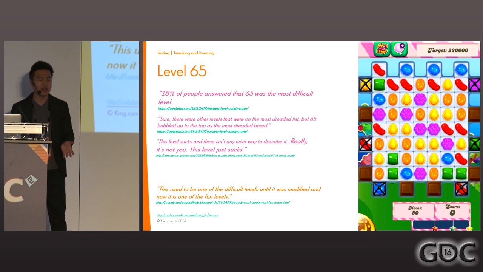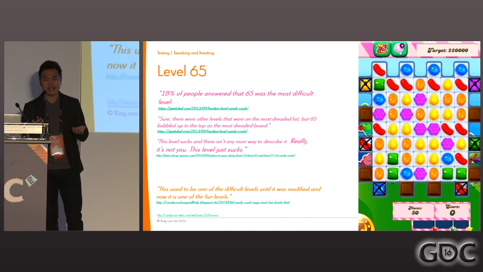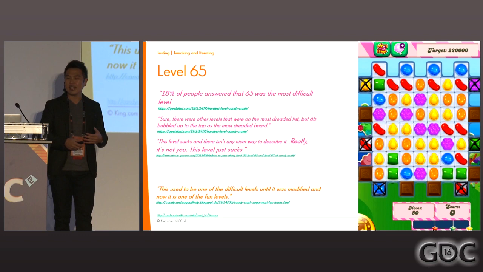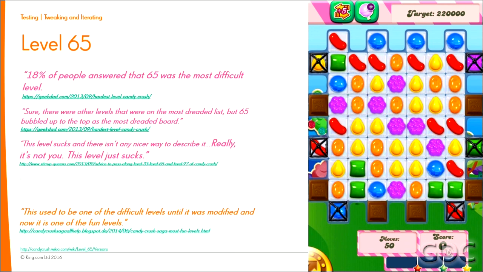My guess is that the designers were thinking, okay, since it's the last level, let's throw everything into this level. Let's make it insanely hard so that players have a real challenge. When it became a proper Saga game with over 100 levels, it kind of remained that way, and players were stuck there for a super long time. If you look at some of the comments taken from some websites, 18% of people think that level 65 was the most difficult level ever.